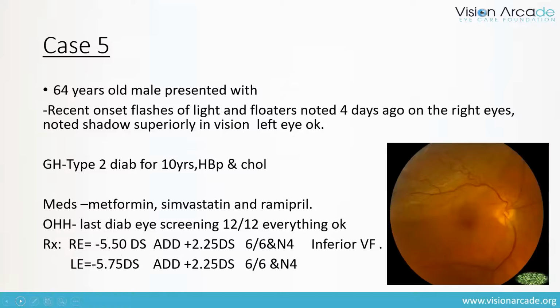Then the next one, a 64-year-old male presented with recent onset flashes of light and floaters, noted 4 days ago in the right eye, noted a shadow superiorly in vision, left eye okay. General health, type 2 diabetic for 10 years, high blood pressure and cholesterol. We can see the medications. What do we think? We've got inferior visual field defects. What's our take? What do we think is wrong with this patient?